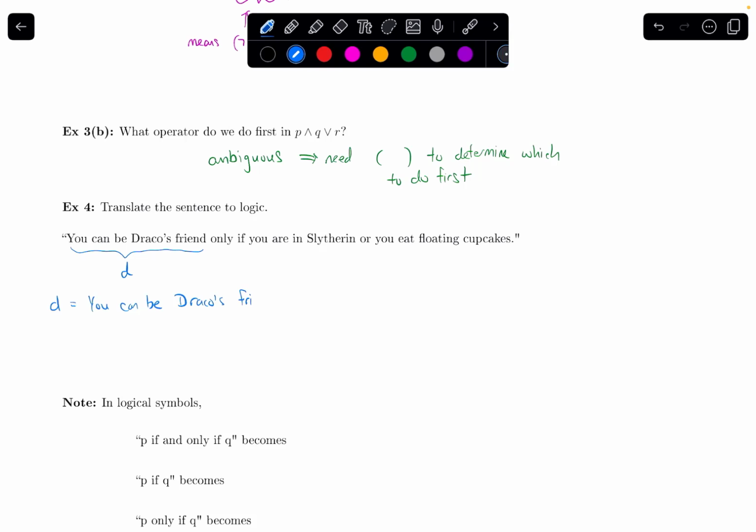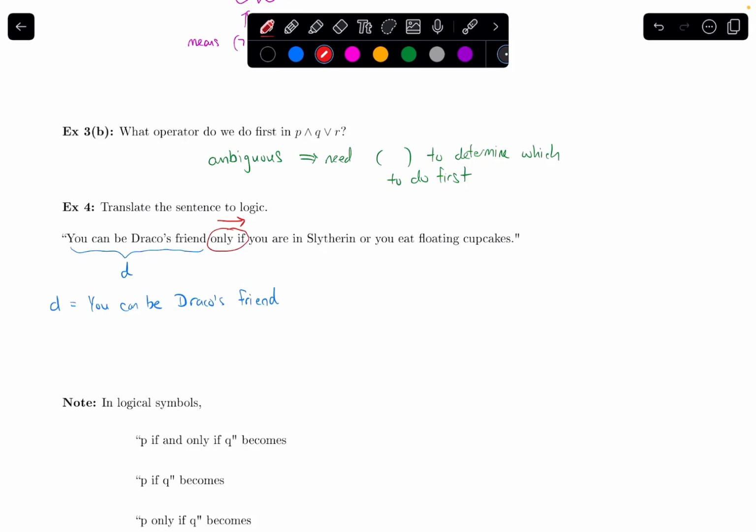So this example is coming from the world of Harry Potter. You can be Draco's friend. Draco's one of the characters from that book. Okay, and then I see this "only if", this connecting word. And we've seen before that when we have an "only if", that is an implication arrow in this direction. Okay, so that is helpful.